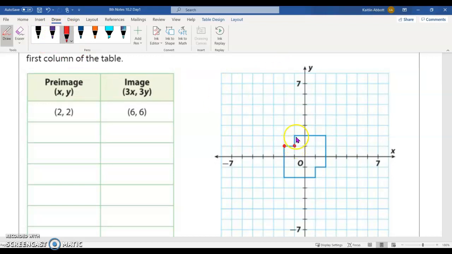So we need all these points. We need this one, this one, this one, this one, this one, this one, this one, this one. Let's see if I can get through all of them in 10 more minutes. So let's see, their first one is 2, 2. So they did this one first. Let's label this A. Let's label all these A, B, C, D, E, F, G, and H.